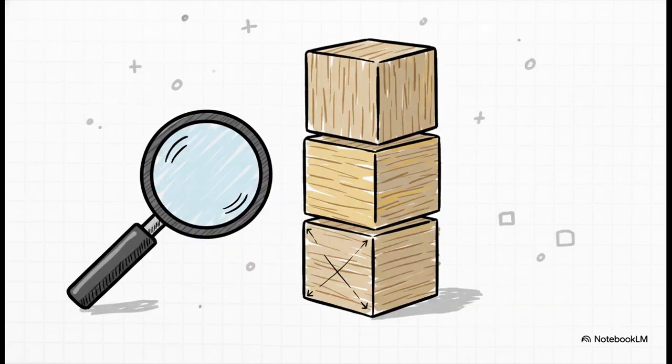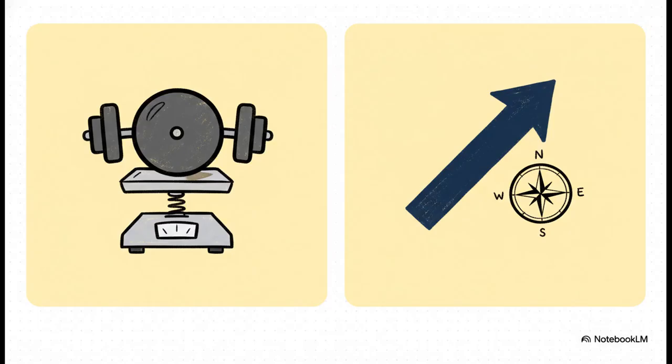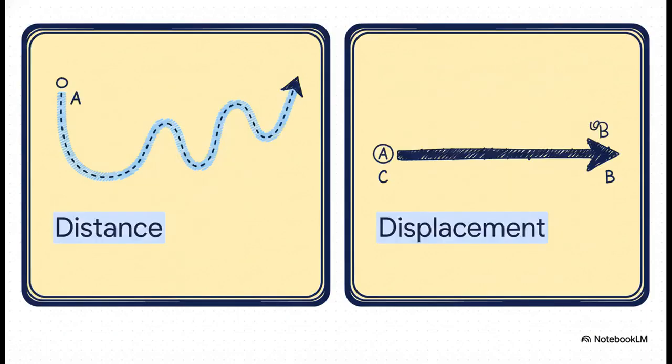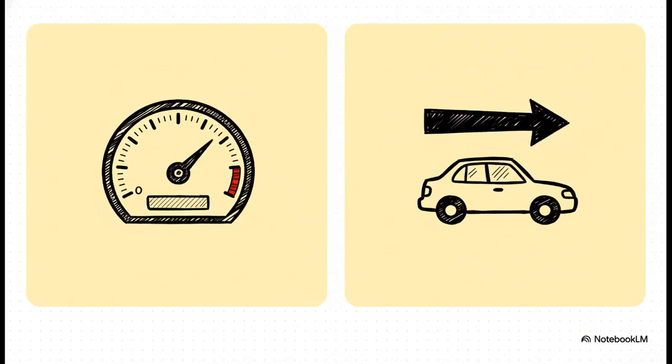So, to avoid these traps, we gotta be super precise with our language, and that starts with the very basics. First up, scalars versus vectors. One just tells you how much, the other tells you how much and which way. This leads us to distance versus displacement. Think of distance as your whole journey. Displacement is the shortcut back home. And that brings us to the big one, speed versus velocity. Nailing this difference is the key to our cyclist problem.